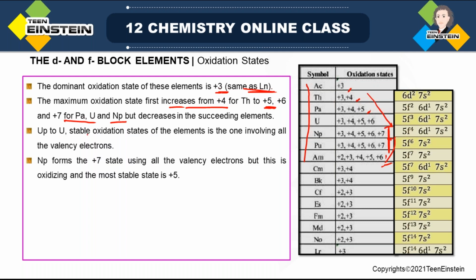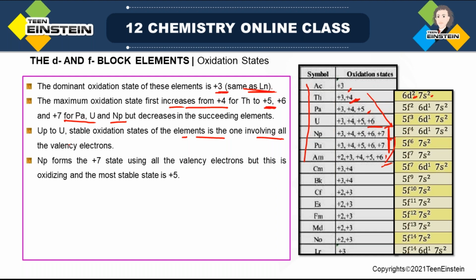Up to uranium, that is up to this point, if we look carefully, you will see that the stable oxidation state of the elements is that one which is involving all the valency electrons. Now for Ac, there is only one oxidation state, so no question of which oxidation state is stable. And then for thorium, +3 and +4. That means among these two, +4 is that oxidation state where both the electrons are removed.